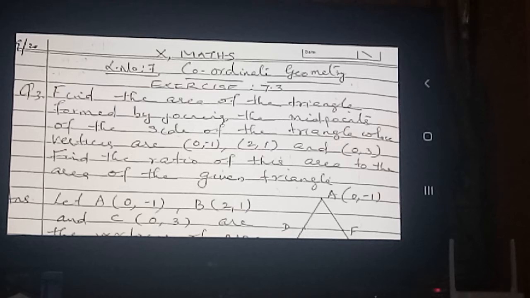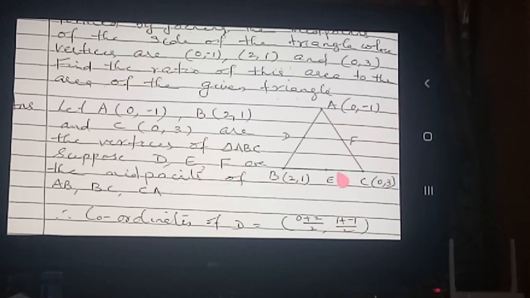Okay. So first, what do you want to find out? You find out the coordinates of the midpoints of the sides. So here I suppose that D, E, F are the midpoints of the sides AB, BC and AC respectively. So you find out the coordinates of D, E and F. After finding D, E, F, we have to find out the area of triangle DEF and also triangle ABC. First find the area of DEF, and find the area of triangle ABC also.